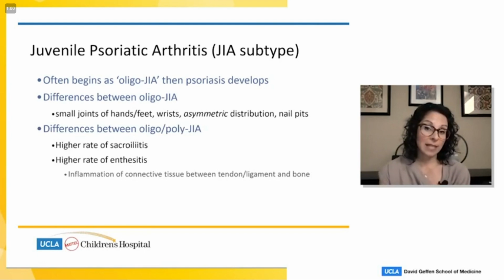The difference between, let's say, an oligo and a psoriatic arthritis is definitely going to be the psoriasis, but also we're going to see more often small joints involved, even though there are just a few. It can be asymmetric, and then of course you're going to be looking at the nails. Differences between psoriatic arthritis and oligo or poly include that psoriatic arthritis will have a higher rate of sacroiliitis, as well as a higher rate of enthesitis. And just to remind you, an enthesis is the connective tissue between the tendon or ligament and bone. So it's inflammation within that connection.